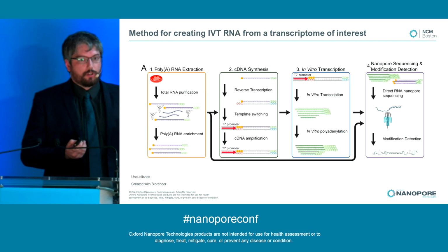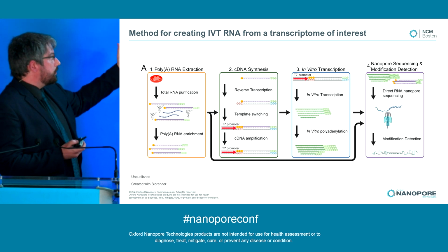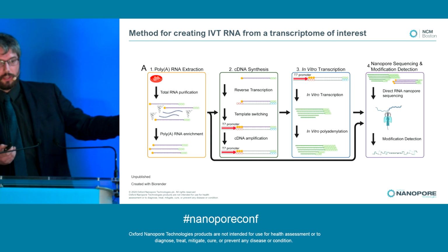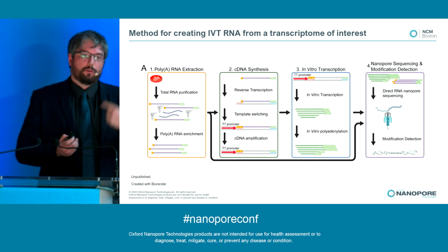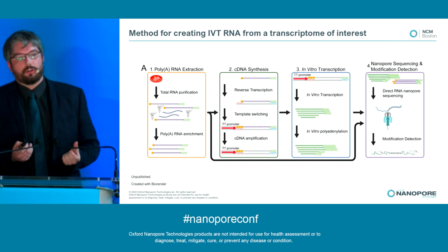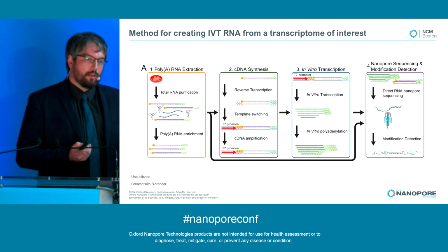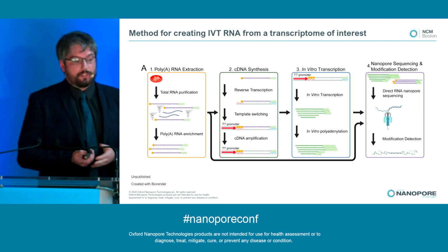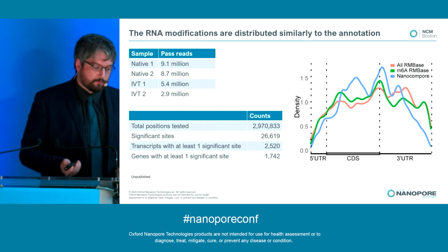And so here's a quick diagram of how this is done. We isolate total RNA and poly-A RNA, and then send some of it for direct RNA sequencing and skip the IVT synthesis process. And then with the other half, we do reverse transcription with a template switching oligo to add a T7 promoter to the 5' end of every molecule, and then use that T7 promoter to synthesize the RNA with the T7 polymerase. And then we polyadenylate to make sure that everything can be sequenced.